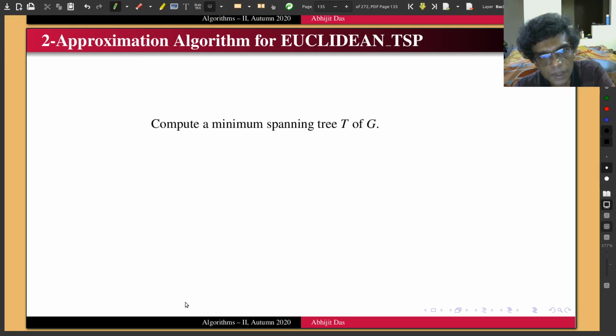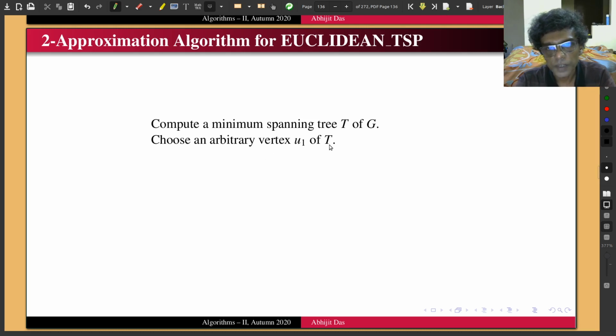First, with respect to the cost function C, you compute a minimum spanning tree of G. You can use Prim's algorithm, Kruskal's algorithm, any other minimum spanning tree algorithm, and this can be done in polynomial time, we know. Then we make a traversal of the tree. First of all, you consider this T as a rooted tree by choosing any arbitrary root. Let us call it U1. Okay, choose an arbitrary vertex U1 of T.